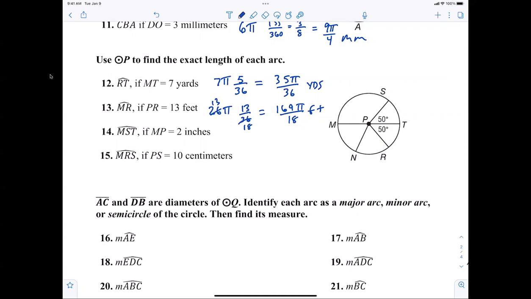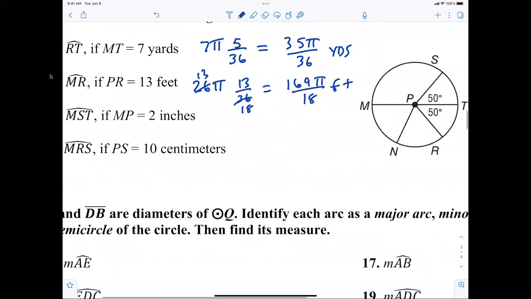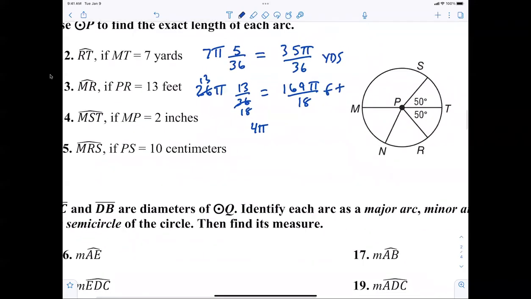All right, what's MP? So the circumference, 4 pi. And then MST. Yeah, so what was the answer? Say it again. Just say the answer. Come on. I want you to do the math in your head. 2 pi what? 2 pi inches.